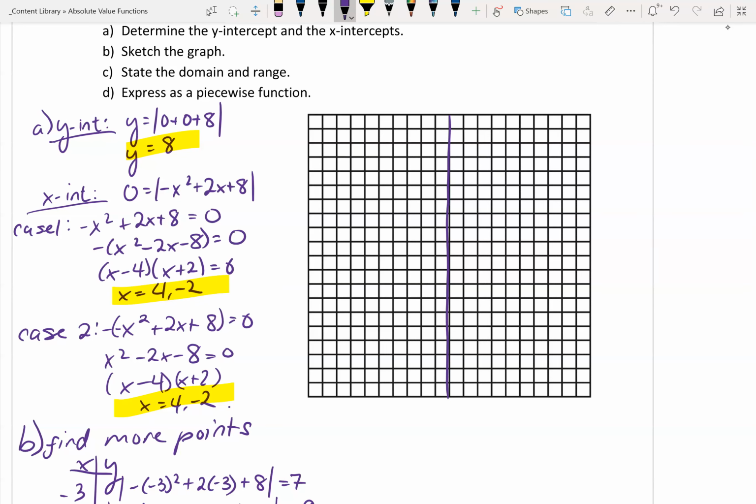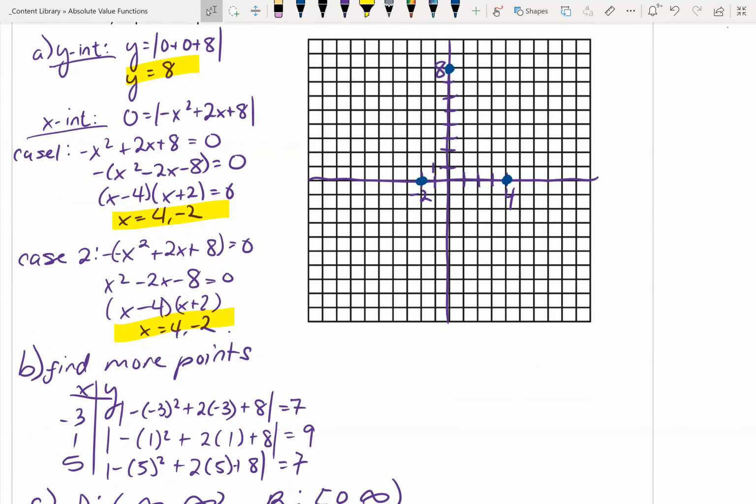on our grid. So there's 3 points we can graph. We have our y-intercept at 8, and then we also have our x-intercepts, one at negative 2, the other one at 4. Now we need to find more points because it's not enough. I just use x equals negative 3, x equals 1, and x equals 5 to find more points. And I plug them into our f of x.